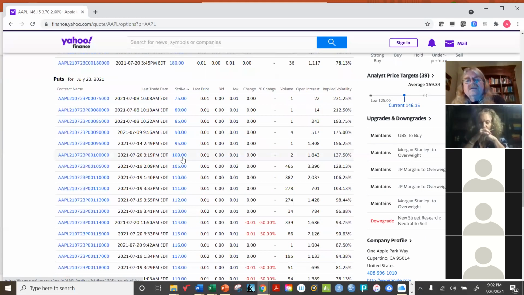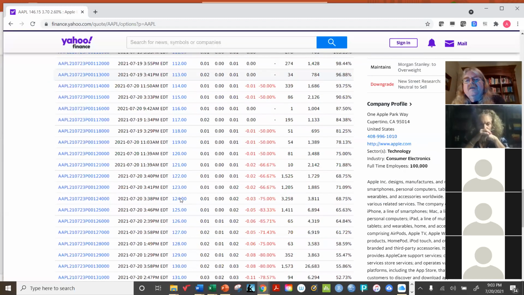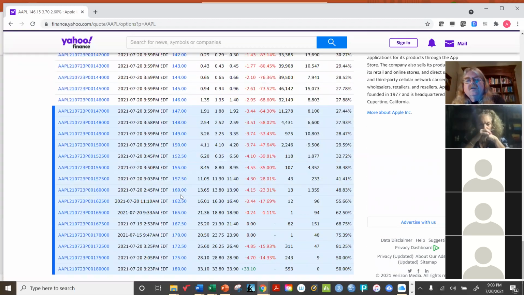Now down here with the puts, these are the ones that give me the right to sell. So these low strike puts are not very valuable. The right to sell Apple for 75 is very low. But if we move up here, for example, the right to sell it for 160 is very high. That's going to cost me $13.90 because I'm selling it at a price that's higher than the market price.